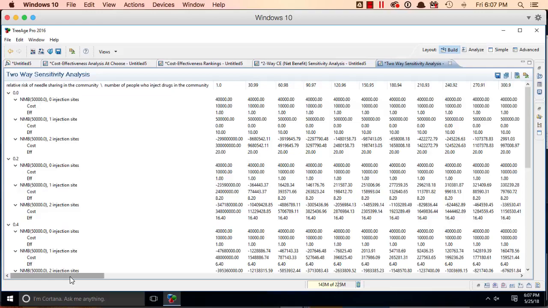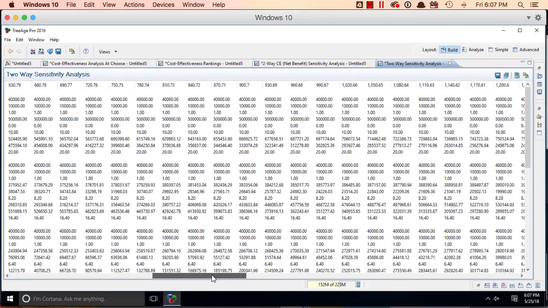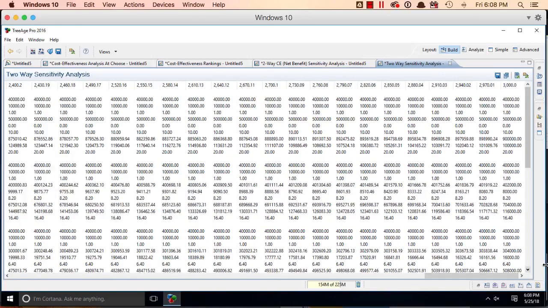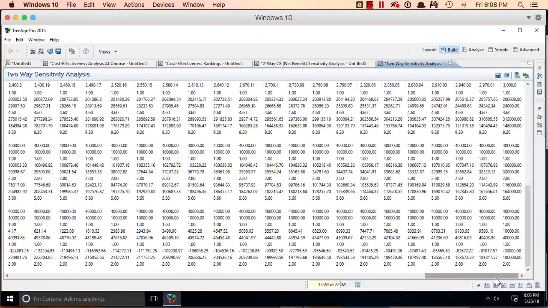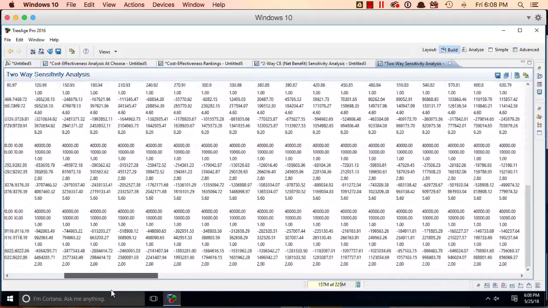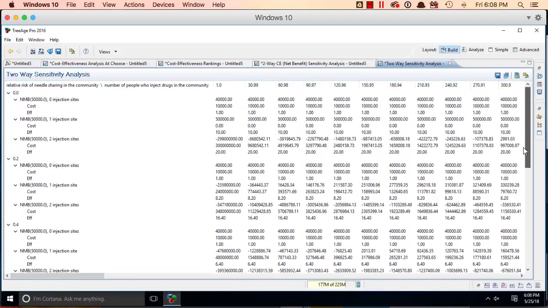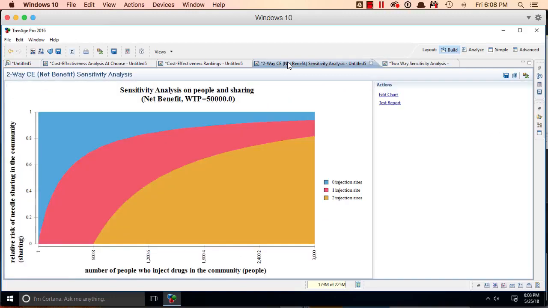How TreeAge makes that graph is it calculates net monetary benefits for all those different points we set. So think of this data underlying the graph. Superimpose the graph on this data. What that graph is, it's a paint by number for net monetary benefits. So what TreeAge is really doing is going through this giant table, selecting the highest net monetary benefit for each combination of risk of needle sharing and number of people injecting drugs. So risk of needle sharing 0, one person injecting drugs, it calculates the net monetary benefit, it's $40,000, and then it's going to color that in the appropriate color.